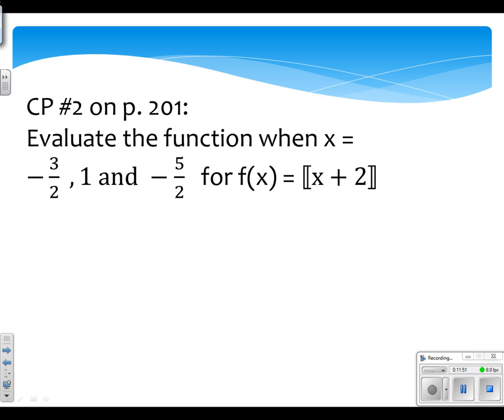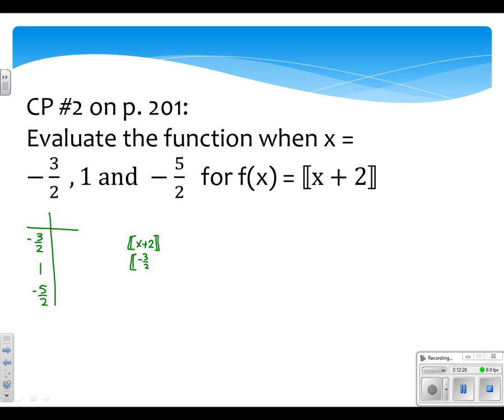All right, back up the train one page again, back to 201. We're going to evaluate this function for a few given values of x. We're given -3/2, 1, and -5/2. So let's see if we can't play around with another one of these greatest integer functions. If I have f(x) equals the greatest integer of x plus 2, what are we going to get for that? All right, well, let's put our first x value in.